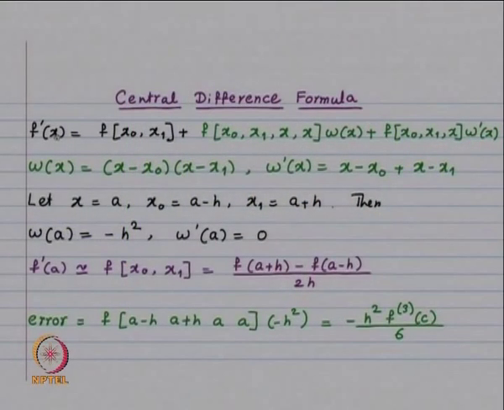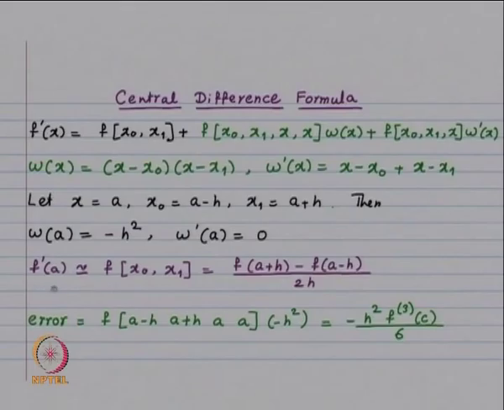I recall that f'(x) is the divided difference based on x0, x1 plus the term containing the divided difference based on x0, x1, x, x into w(x) plus the divided difference based on x0, x1, x and w'(x). w(x) is the product of (x minus x0)(x minus x1). The derivative w'(x) is (x minus x0) plus (x minus x1). If we choose x to be equal to a, x0 to be equal to a minus h, x1 to be equal to a plus h, then w at a will not be 0. It will be equal to minus h square, but now w'(a) is equal to 0.